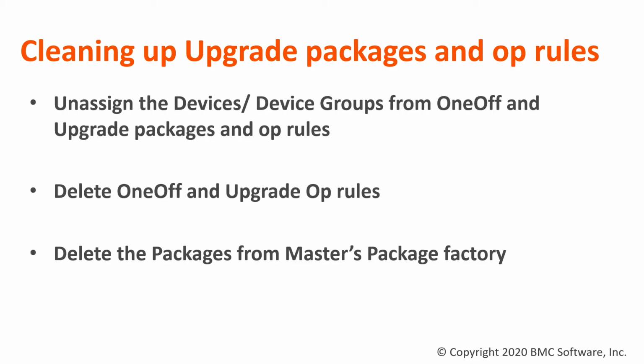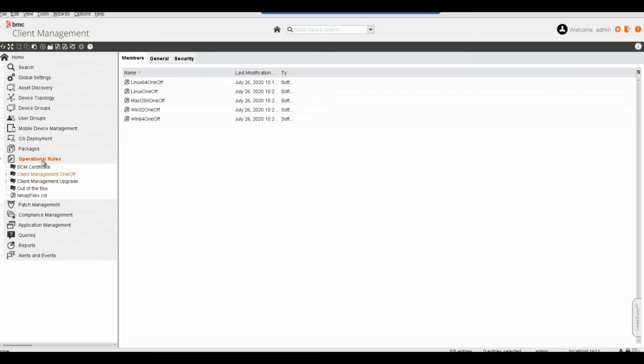It is recommended to clean up the upgrade rules and packages that were created from the old upgrade. But before we delete them, we must unassign the devices or device groups that are assigned to these rules and packages. To do that, go to the Operational Rules node. There are these two folders called Client Management One-Off and Client Management Upgrade, which contain the rules for one-off and upgrade packages.